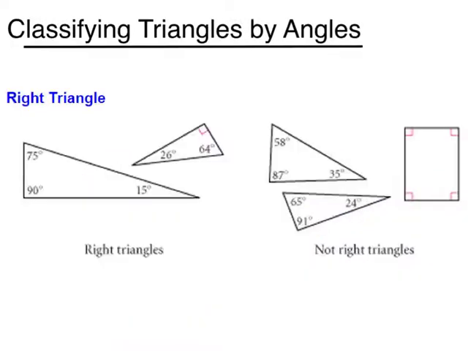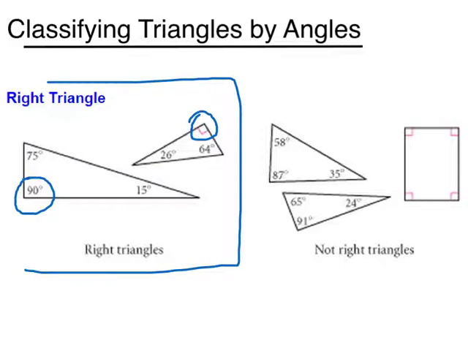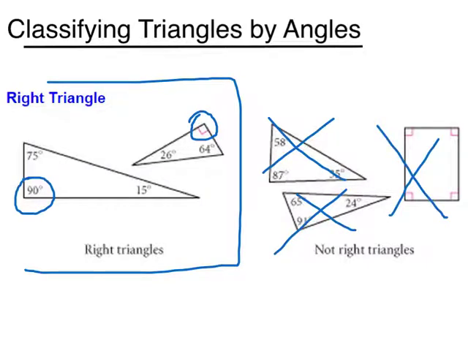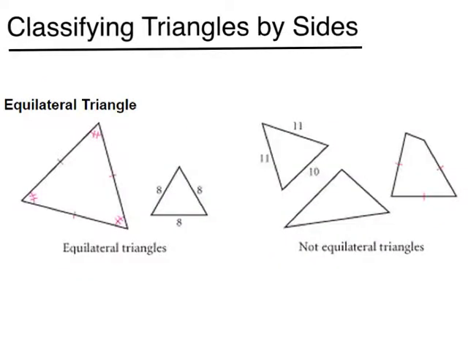Alright, let's move on. The last way to classify triangles by angles is right triangles. Now right triangles have exactly one 90-degree angle in them. So right here, these are right triangles because they have a 90-degree angle in them. Now if you notice over here, this can't be it because that's an acute, this is an obtuse, and this is not even a triangle. So none of these are right triangles over here, but over here it has exactly one 90-degree angle in it. Alright, next let's move on to classifying triangles by sides.